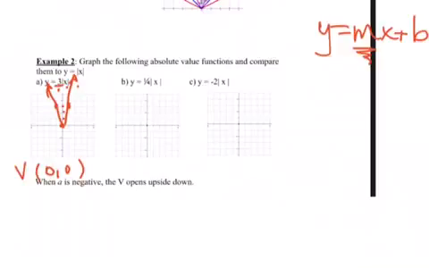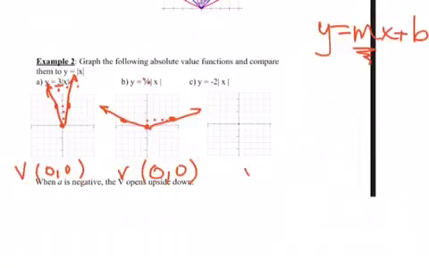If I do the same thing with y equals 1/4 times the absolute value of x, I still have 0, 0. Now I'm going to go up 1 to the right 4: 1, 1, 2, 3, 4, and to the left 4. So it makes that one really super wide from the y-axis.